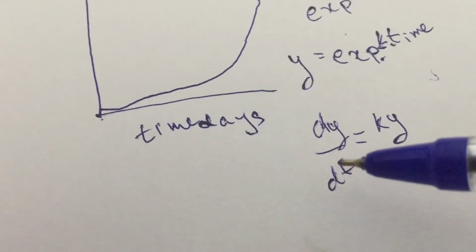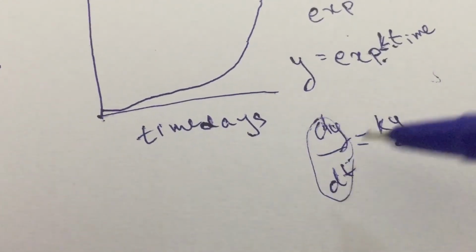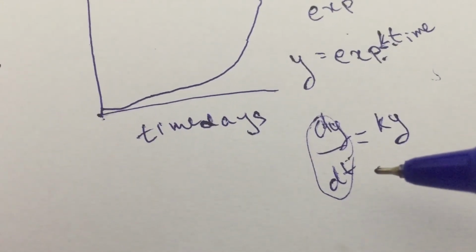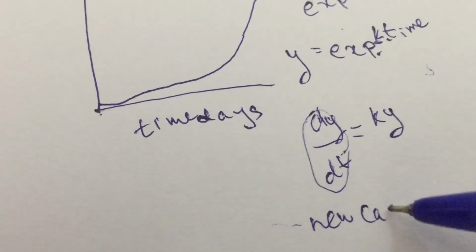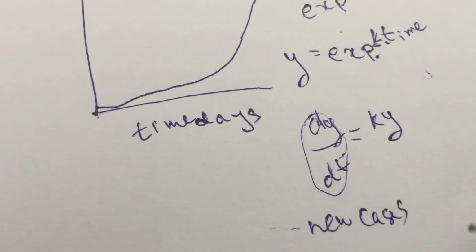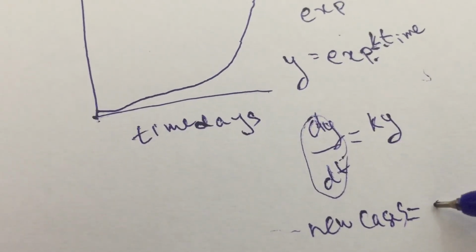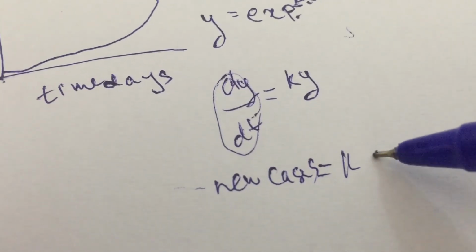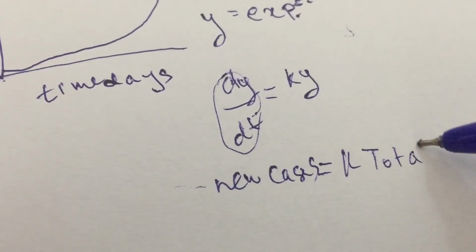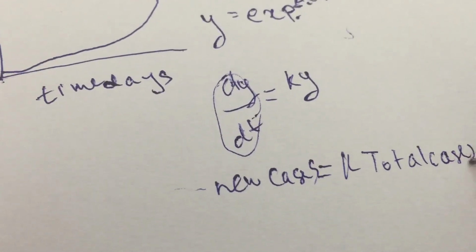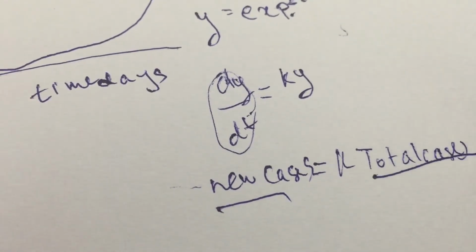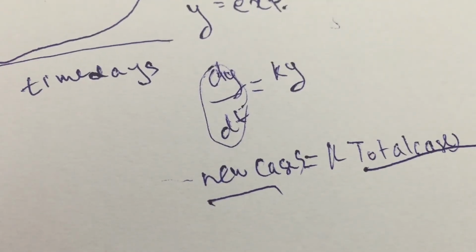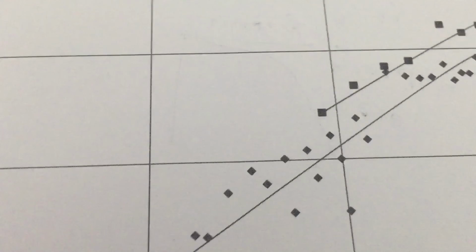So now in this case, what you see here, dy by dt, is the number of cases that are occurring per unit time. So that's basically your new cases reported every day, which should be equal to some factor times the total number of cases. So basically what we're going to do is plot new cases versus total number of cases for China and India. And so I'm going to flip over, and this is the graph.